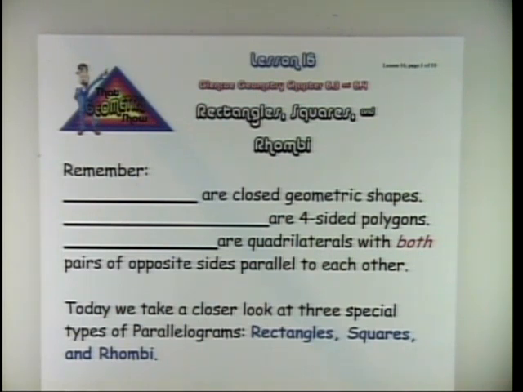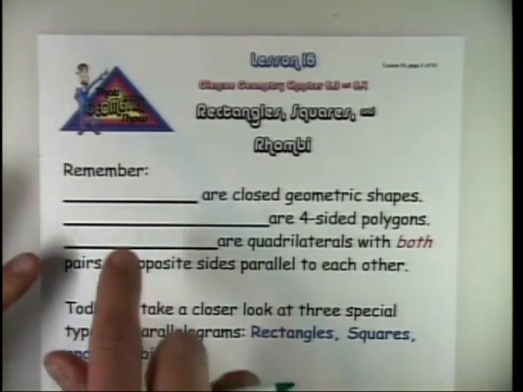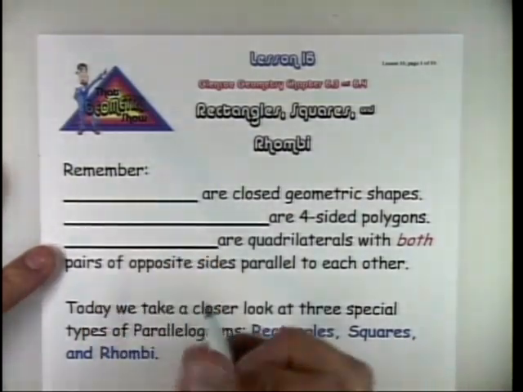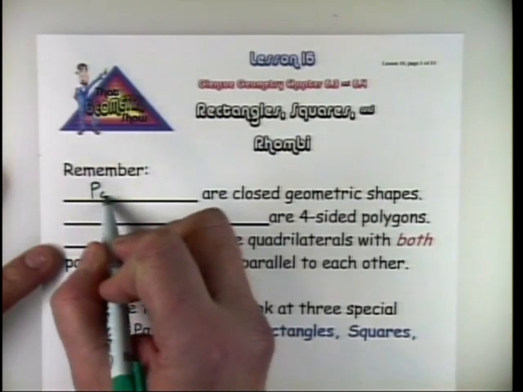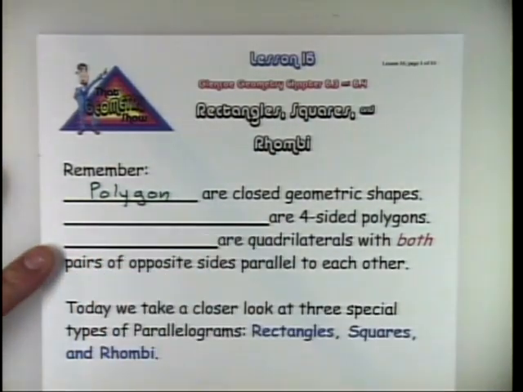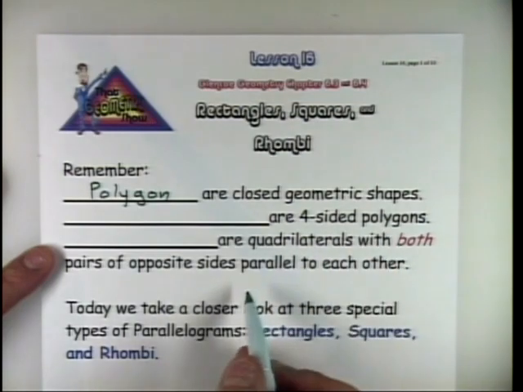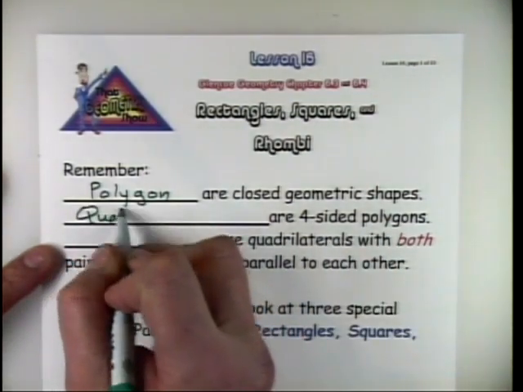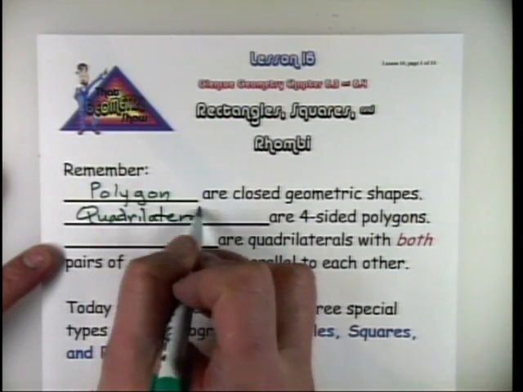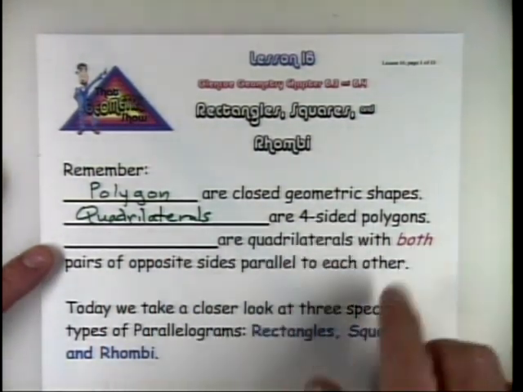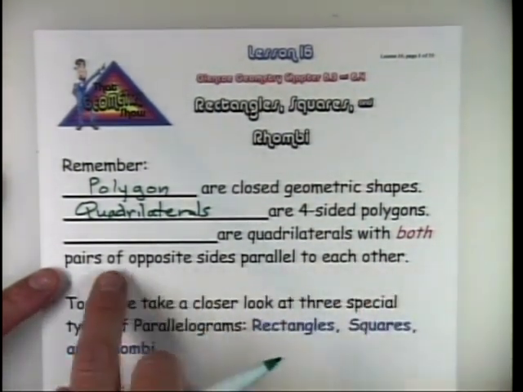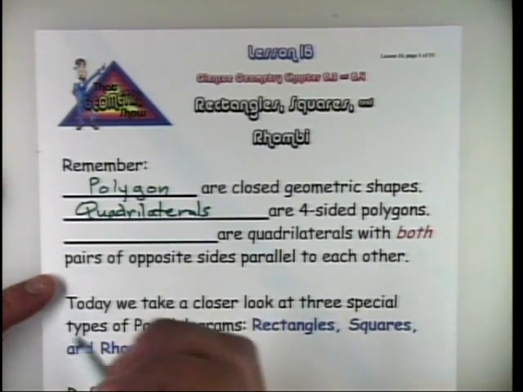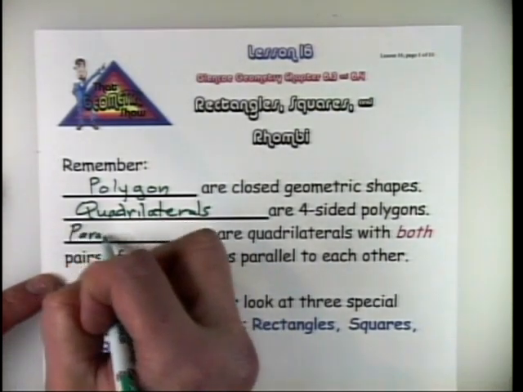As promised, we're going to be talking about rectangles, squares, and rhombi. Now, to review from previous episodes, we need to remember that polygons are closed geometric shapes. The most general form of a closed geometric shape is a polygon. Special types of polygons are the four-sided variety, and we call those quadrilaterals. Quad meaning four and lateral meaning side, so four-sided polygons. Even more specific, special quadrilaterals whose pairs of opposite sides are parallel to each other are called parallelograms.